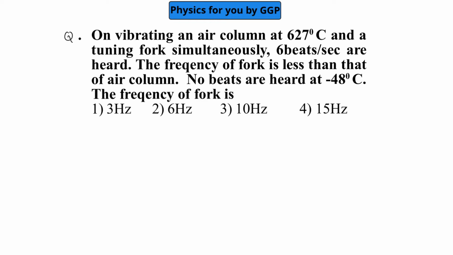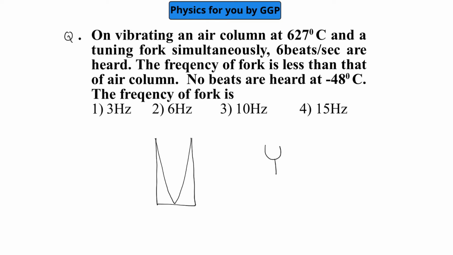It is given that on vibrating an air column at 627 degrees Celsius and a tuning fork simultaneously, 6 beats are heard. That means assume that we are having an air column which is vibrating, where the temperature of air is given as around 627 degrees Celsius, and there is a tuning fork.